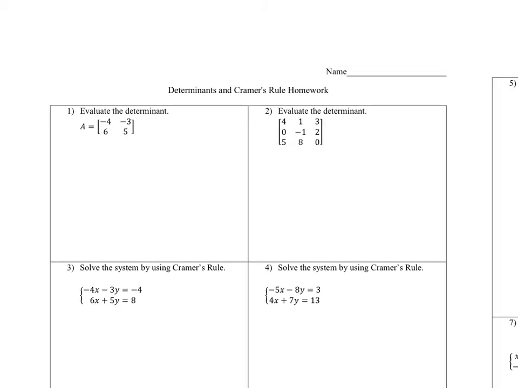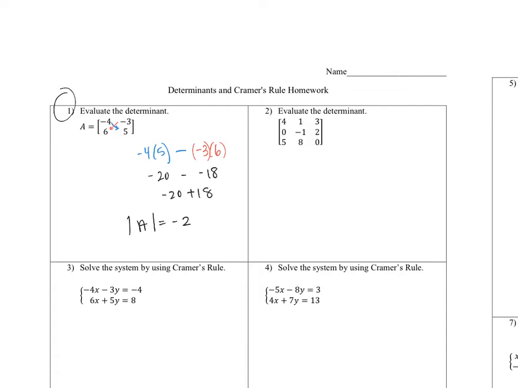So for question number 1 from this homework, we're going to look at finding the determinant. Remember, the determinant for a 2 by 2 matrix takes a diagonal, -4 times 5, minus the other diagonal, which would be -3 times 6. Put lots of parentheses there. So this is going to be -20 minus -18, which turns into -20 plus 18. So we get -2 as our determinant.